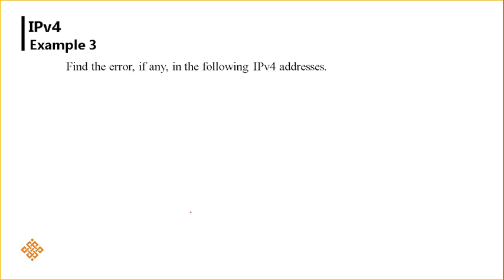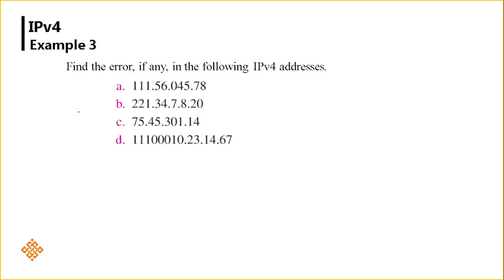So one more example also we have. Find the error, if any, in the following IP address. Can you find any error in this IP address? Please check 111.56.045.78. Yes. You should not represent a single byte in both binary and decimal notation. So if you put 0 before 45, it is invalid. It should contain only 45. There should be no prefix of 0. It is a mistake in binary form.